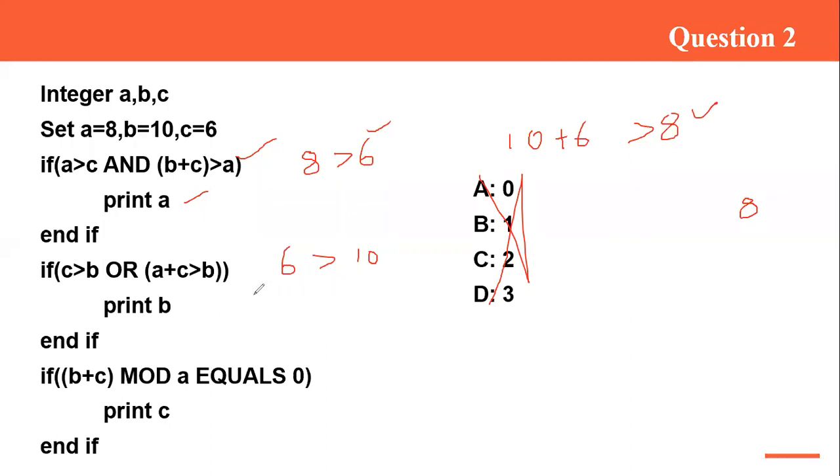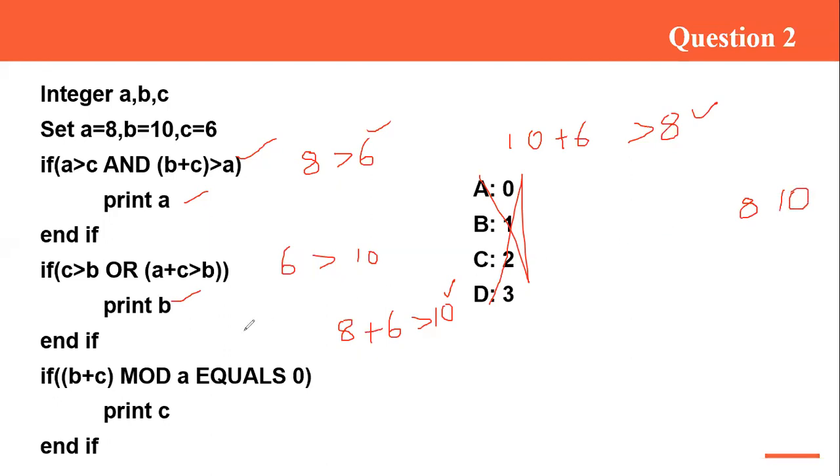No, it is false. But yeah, it's a logical OR. Logical OR means what? Any one of the statements can be true. So I have to take the second one also. What is the second statement? A plus C. What is A plus C? 8 plus 6, which is 14. 8 plus 6 greater than 10. Obviously true. So if one of the statements is true, the whole statement is to be considered as true. That means B will also get printed. So the output will also be 10.